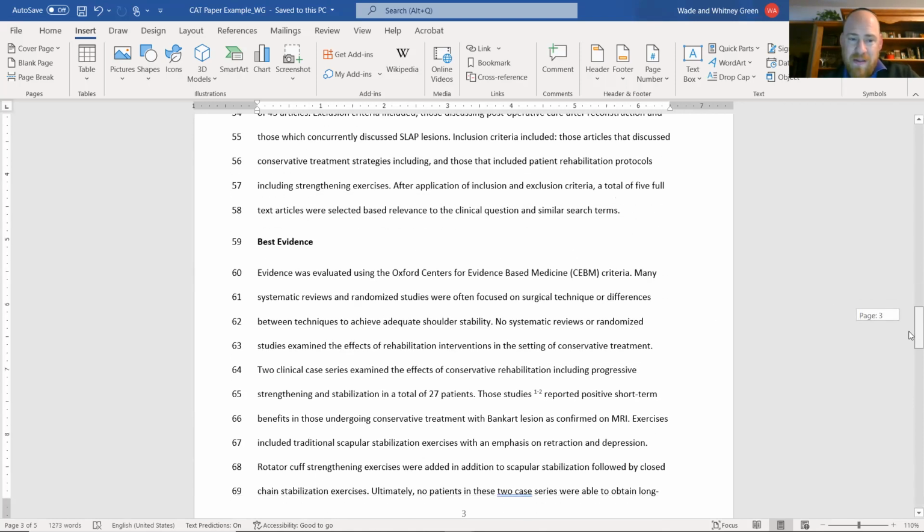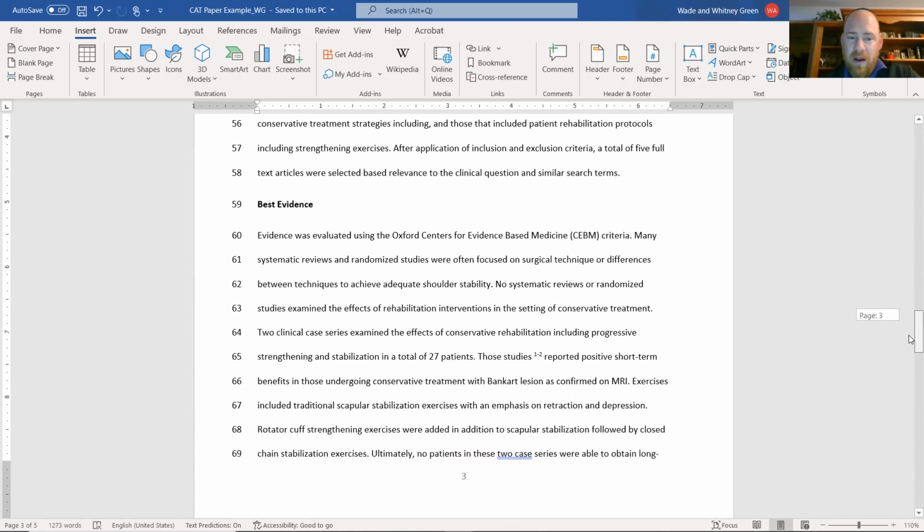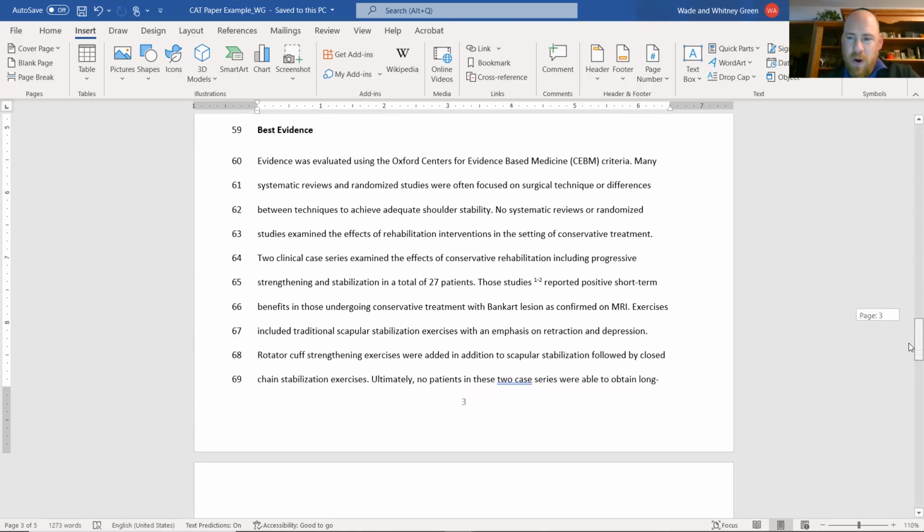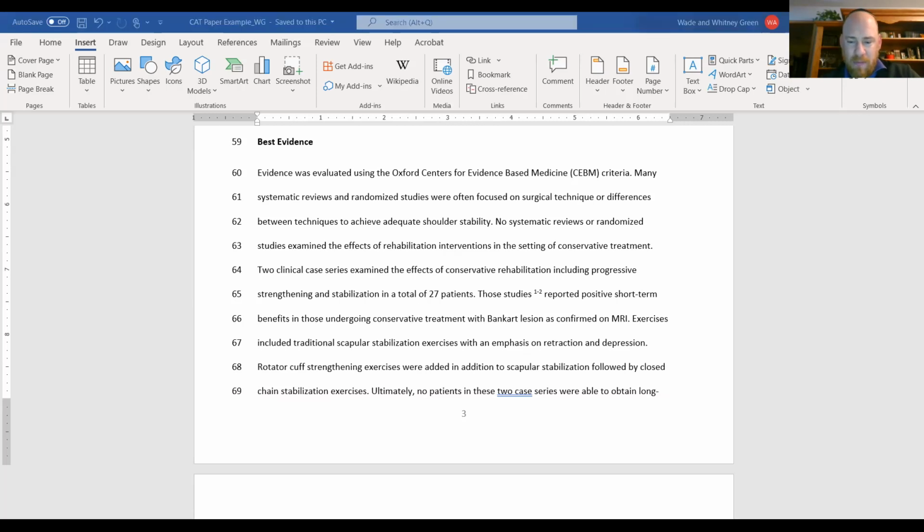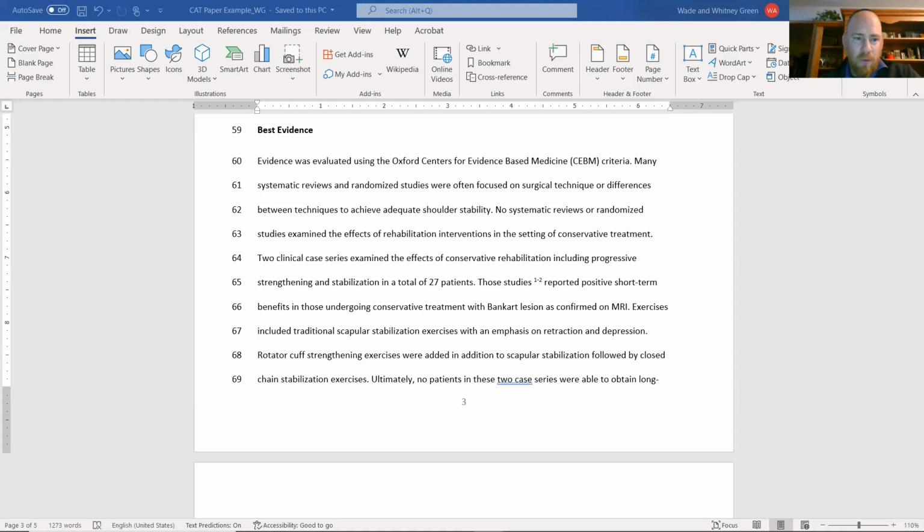Okay, best evidence. This requires probably the most detail, right? So the evidence was evaluated using the Oxford Centre for Evidence-Based Medicine criteria. What I'm going to do now is I pulled up this PDF, and this is on Moodle for you guys. All right. So we have a level 1, level 2, level 3, level 4, and level 5.